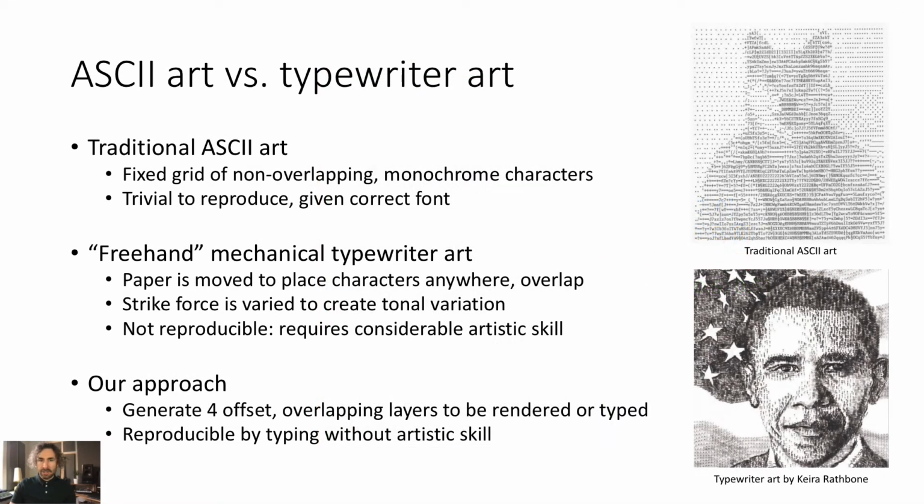Compared with ASCII art, typewriter art offers additional degrees of freedom. You can move the paper to type characters in off-grid positions, you can type characters on top of each other, and you can vary the strike force to get different shades. But this also makes it pretty difficult to reproduce. In our method, the 4 offset layers offer a lot of the benefits of freehand typewriter art, but they can be typed without artistic skill.